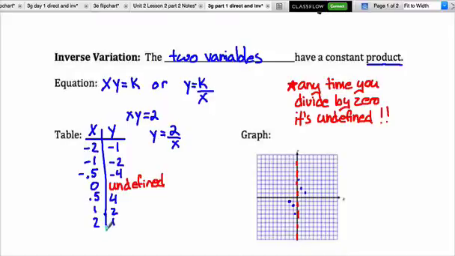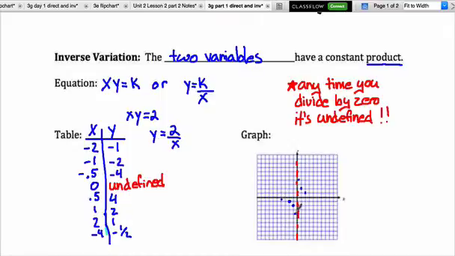I kind of see the shape of the graph, but I feel like maybe I'm not getting enough points. So let me try something else. What's happening here? It looks like it's kind of curving, but then is it going to go up past here? What's going to happen? So I'm just going to pick another number on here, like let's go with -4. If I put in -4, well, 2 divided by -4 is -1/2. So if I go over here to -4, -1/2.